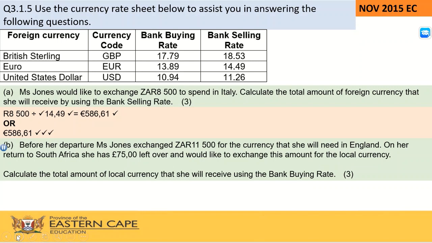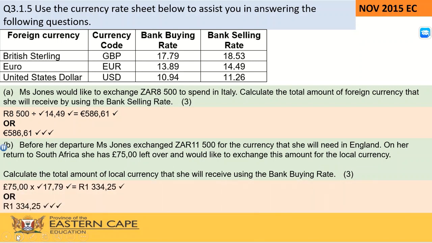Before I give you the answer, grade 11, I just want you to take a little bit of time to look at the questions on your screen. The second one, B, before her departure, Ms. Jones exchanged 11,500 rand for the currency that she will need in England. The only relevant item in that statement is the fact that it is England. The 11,500 rand doesn't appear in this calculation at all. So I must just remind you, read carefully, please, so that you don't make a mistake here.